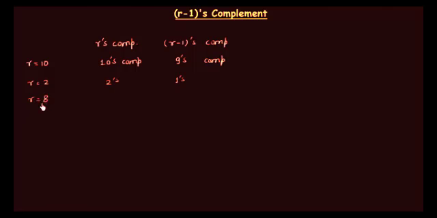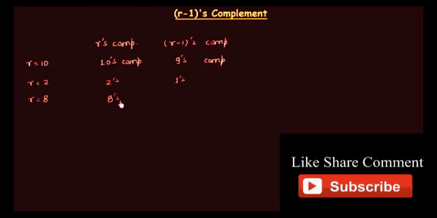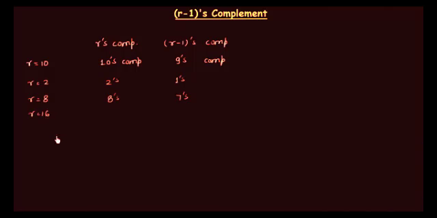For octal number system, base is equal to 8. So we have 8's complement and 7's complement. For hexadecimal number system, base is equal to 16. So we have 16's complement, 15's complement. And we write 15 as F. So we have F's complement.